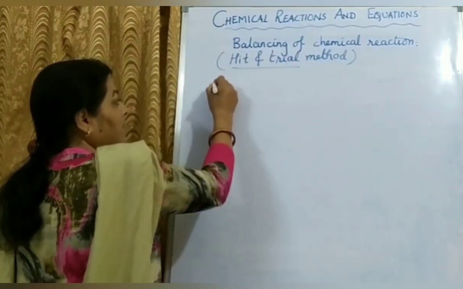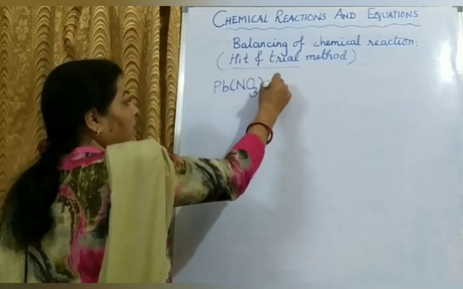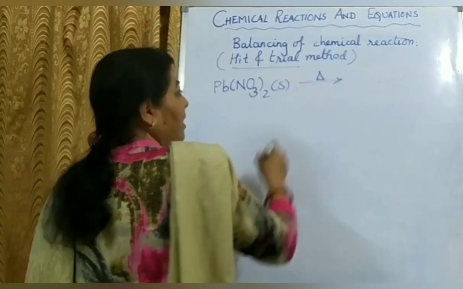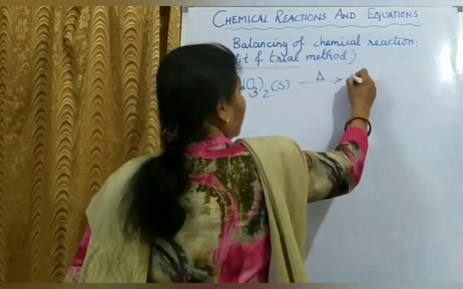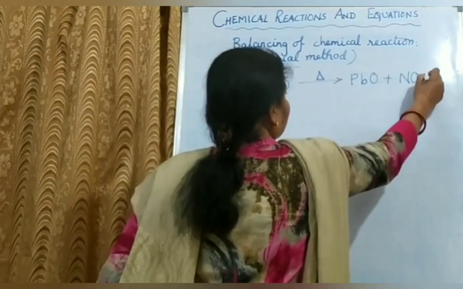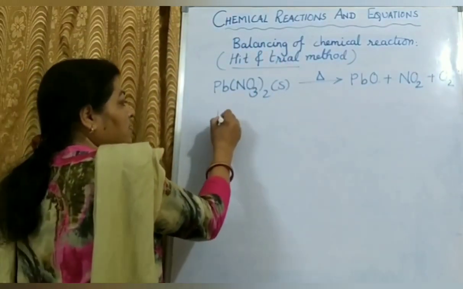Now let us take the example of lead nitrate solid. We are heating it. A triangle sign on the arrow means heating. It becomes PbO, nitrogen dioxide gas, and O2 gas. So let us make a list.